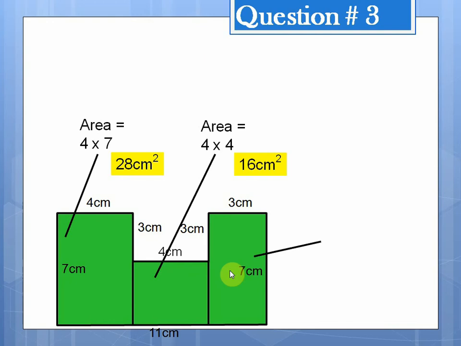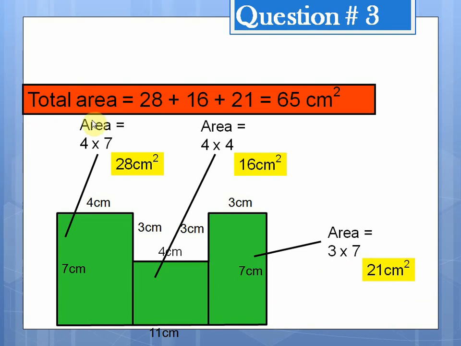Now we are going to find the area of the right side rectangle. The measurements are 3 centimeter and 7 centimeter, which becomes 21 centimeter square. Now adding these three values, 28 plus 16 plus 21, becomes 65 centimeter square. So this is the area of this composite figure. If you have a figure like this, you can just break it into 2 or 3 parts and you get the answer.